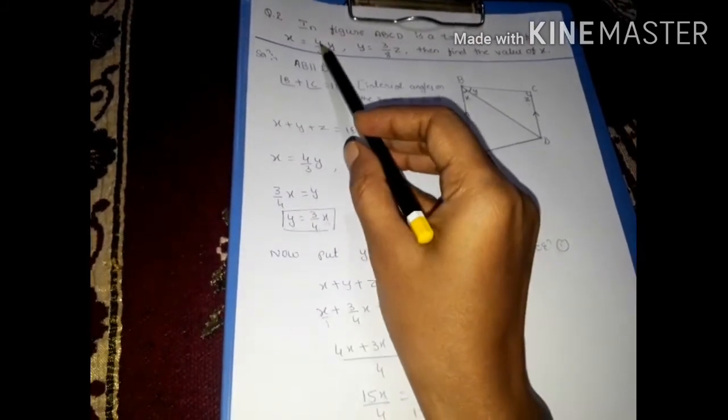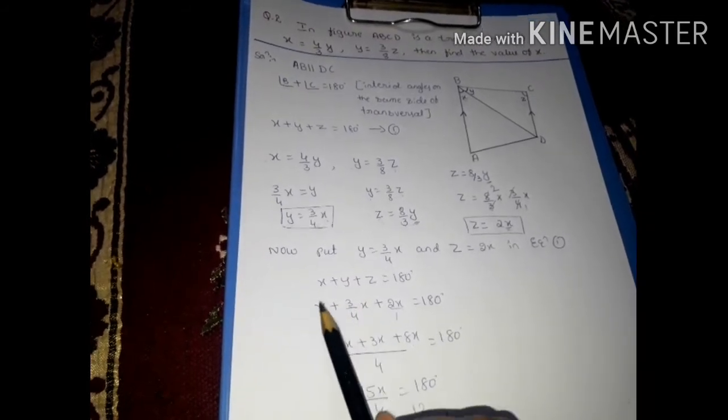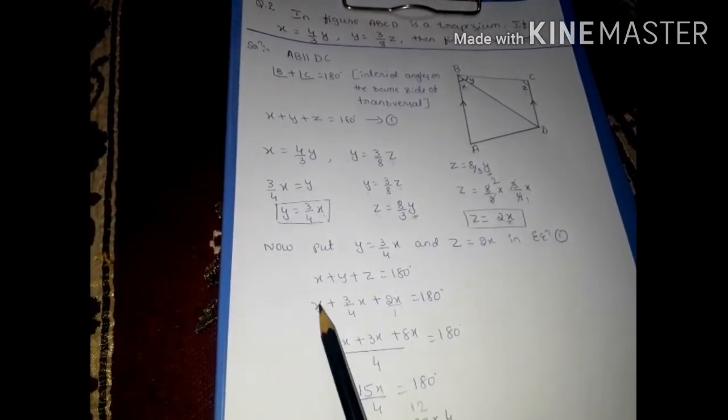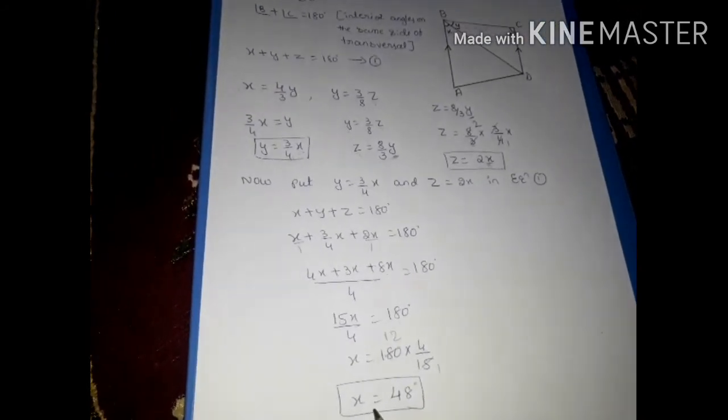And in this step you have to keep in your mind, x keep as it is, don't substitute x as 4 by 3y. If you substitute this here, again you will get 2 unknowns, you will not get the answer. So don't make that mistake, children. Keep x as it is, only substitute y and z in the equation 1, and after simplification you will get x value.